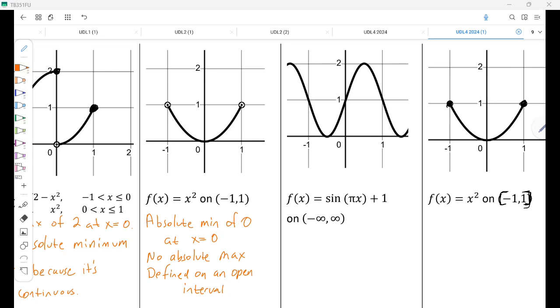So if I'm asking you for the absolute maximum, I'm asking you for the function value, and I have to use more words to say when it happens. So we have an absolute maximum of 2.